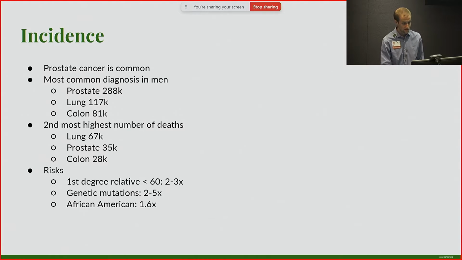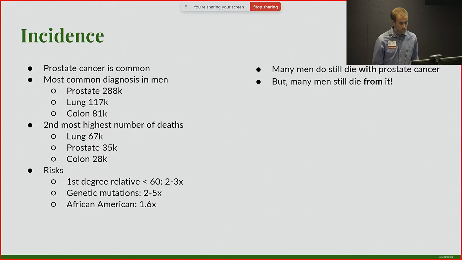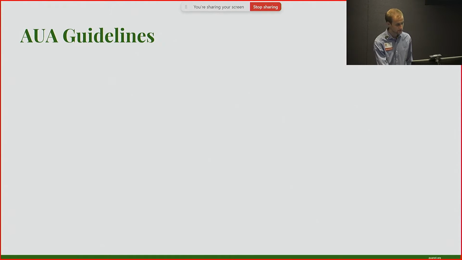And so plenty of old adages that I even hear patients say as well: most men die with prostate cancer, many men don't die from prostate cancer. And that is true. A lot of men do die with prostate cancer. If we biopsied every man in their 80s and 90s, we'd find a lot of prostate cancer and not a lot of clinically significant prostate cancer. However, looking at the numbers here, a lot of men still do die of prostate cancer. So certainly something to take seriously, and especially in the right patient population.